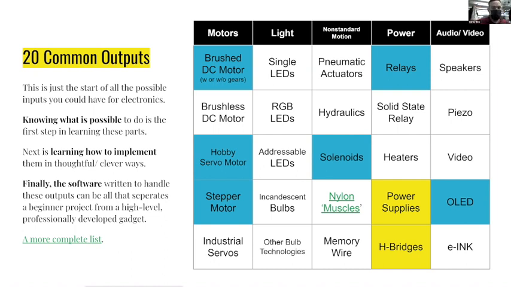Then there's the light category. We had an LED week, so we talked a lot about those. Single LEDs are the most raw and basic. Then there's RGB LEDs, addressable LEDs, and incandescent bulbs, like regular old light bulbs. Then I put in other bulb technologies, because you can absolutely do interesting things with fluorescent bulbs. We use them in industrial settings because they're cheap and easy.